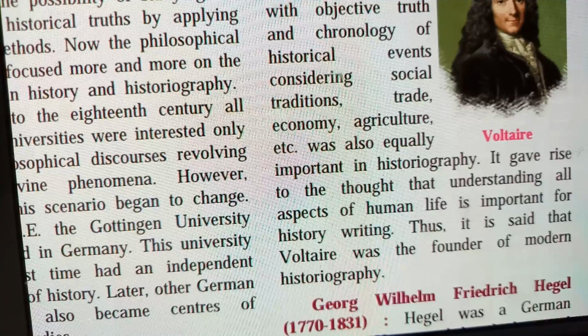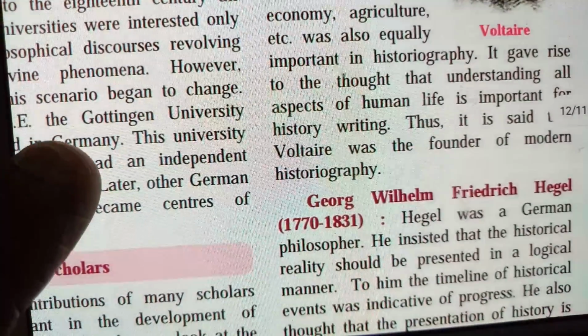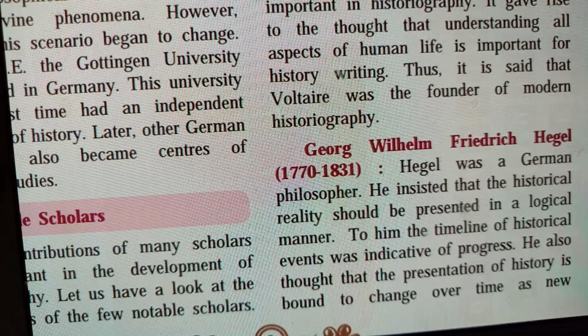So whenever it is asked in the fill in the blanks or do as directed that Voltaire was the founder of dash, we have to write modern historiography. Next is George William Friedrich Hegel. He was born in 1770 and died in 1831. Hegel was a German philosopher.